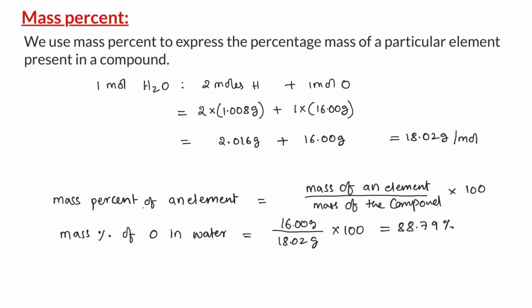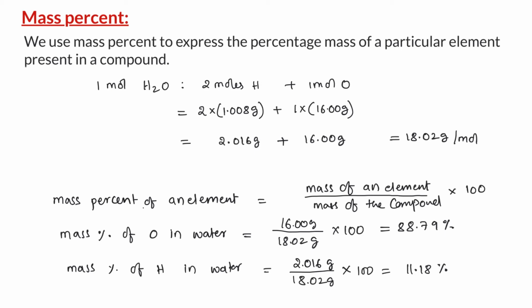88.79%. In a similar way, we can calculate the mass percentage of hydrogen in water, which is the mass of hydrogen, 2.016 grams, divided by mass of water, 18.02 grams, times 100. If we do the math, we get 11.18%. If we add the mass percentages of all the elements in a compound, it should add up to 100%.